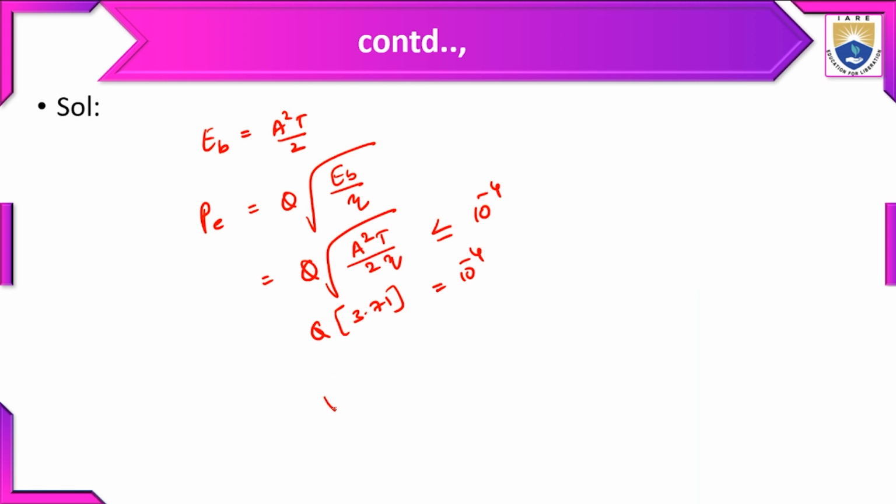Okay, so A square T by 2 eta greater than or equal to 3.71. So equating, square root of A square T by 2 eta is equal to 3.71. Okay.